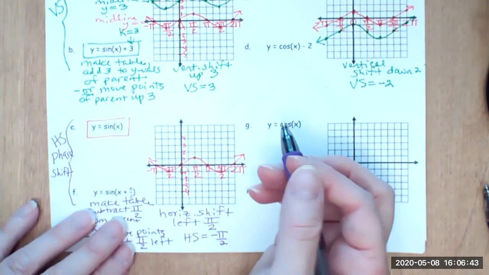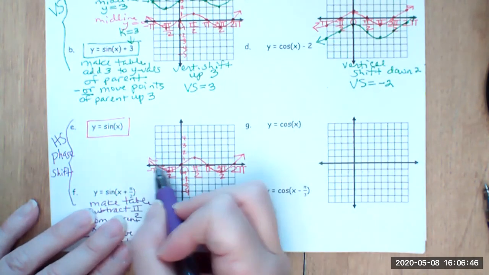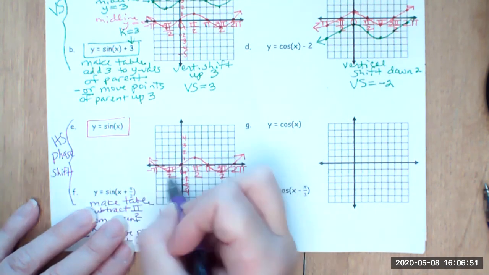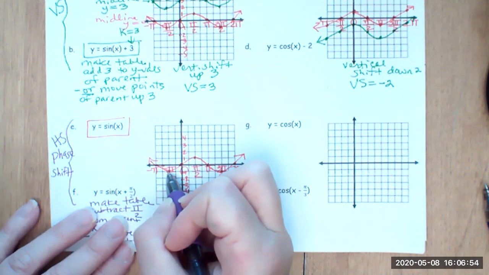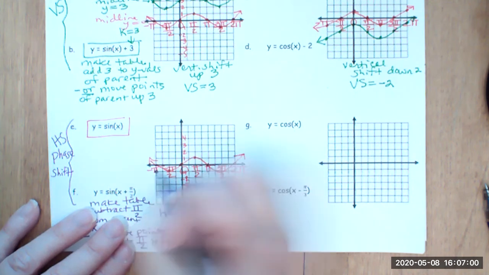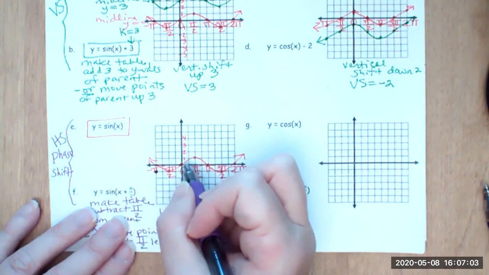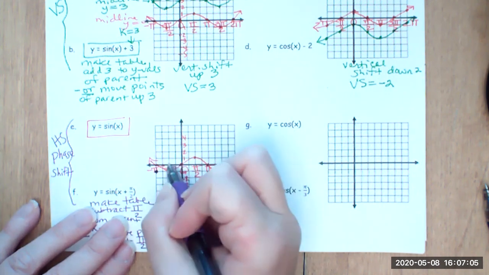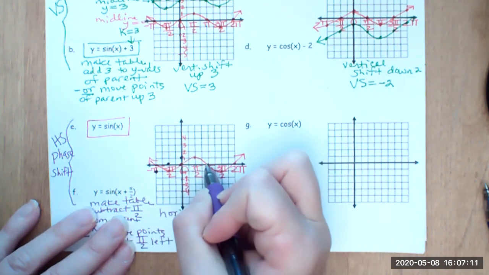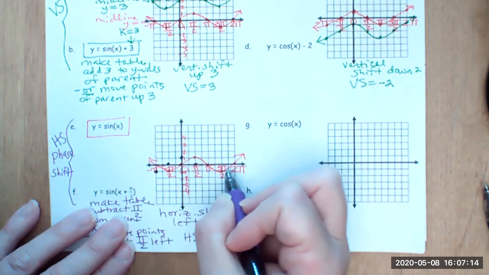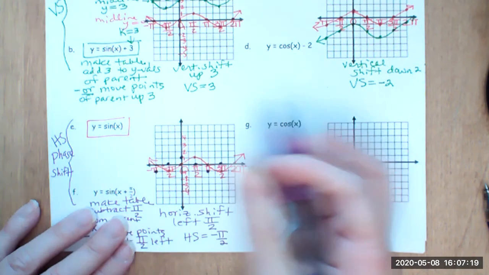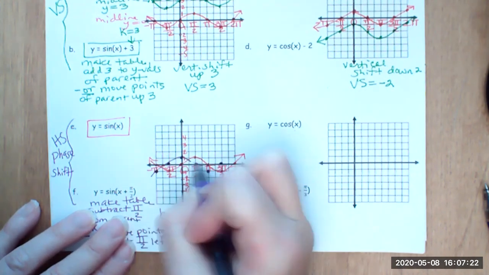So I'm going to look at all the points here. Obviously, for this point here, I don't have room to move it pi over 2 to the left. But I'll take this point and move it pi over 2 to the left. So pi over 2 minus pi over 2 is negative pi. And then I'll take this point, pi over 2 to the left. And this point, and this point, and this point, and this point, pi over 2 to the left.